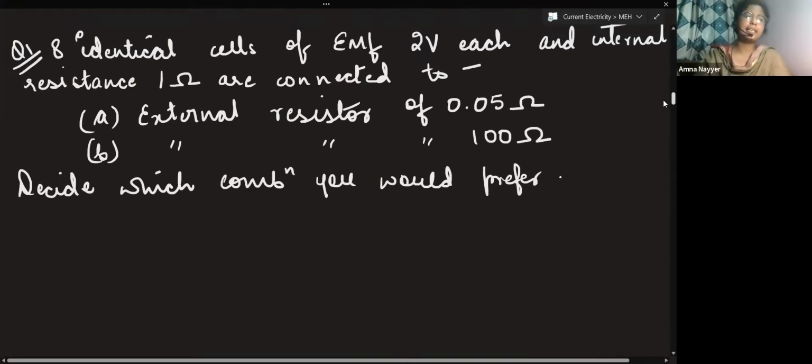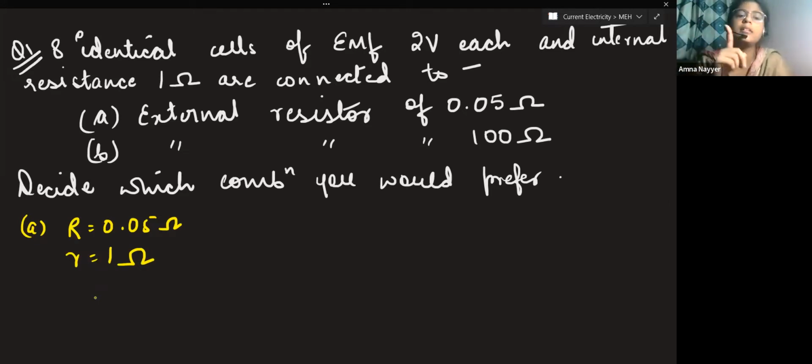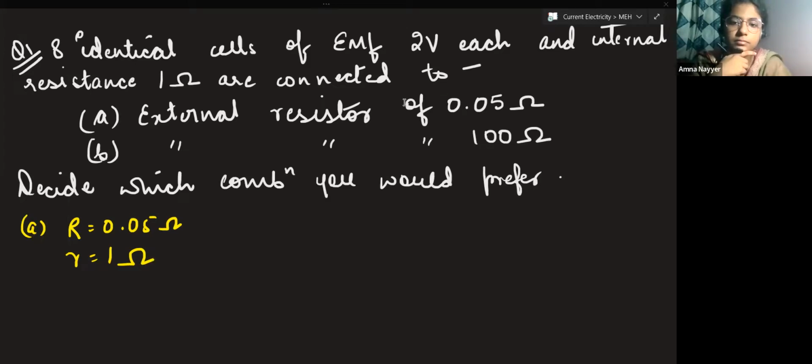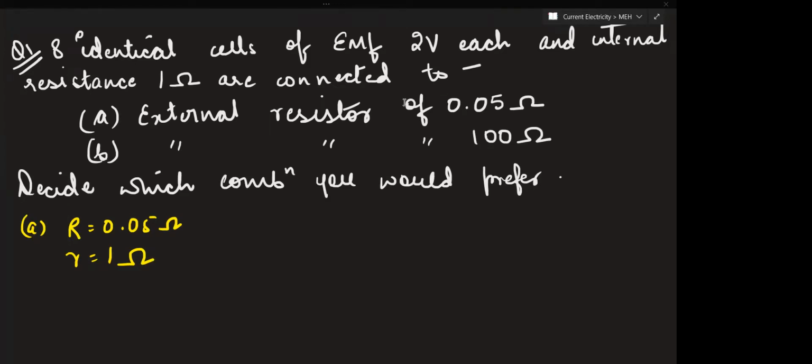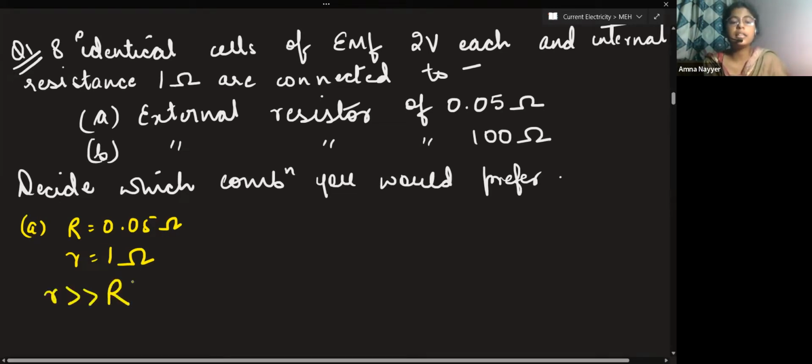So 8 identical cells are connected. First part, A part, value of external resistor is 0.05 ohms. Value of internal resistor is 1. Right now only I have given you so many examples of how to do this. Is the external resistor greater or the internal resistor greater? According to you, what's the comparison? Internal. Yes, both of you are right. Internal resistor is greater than external resistor.